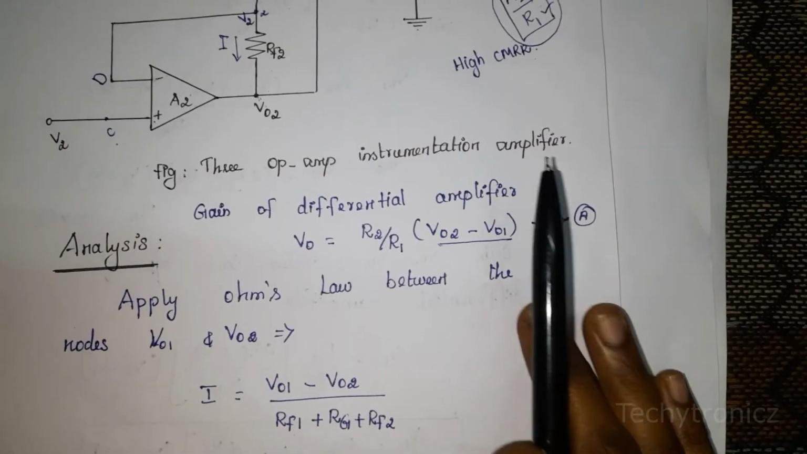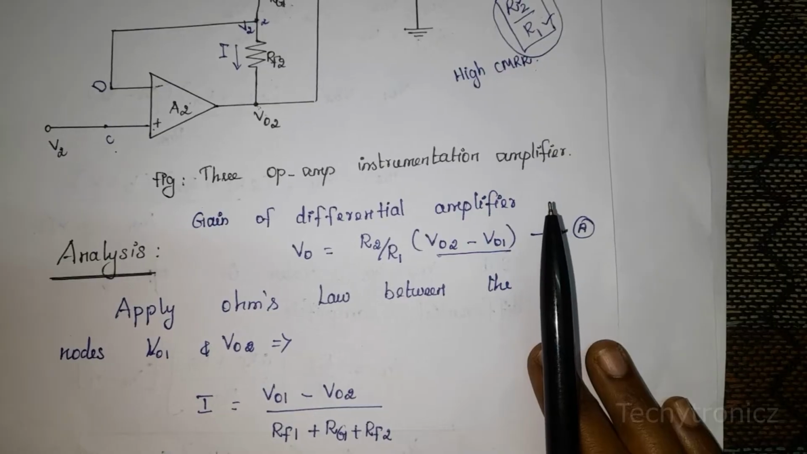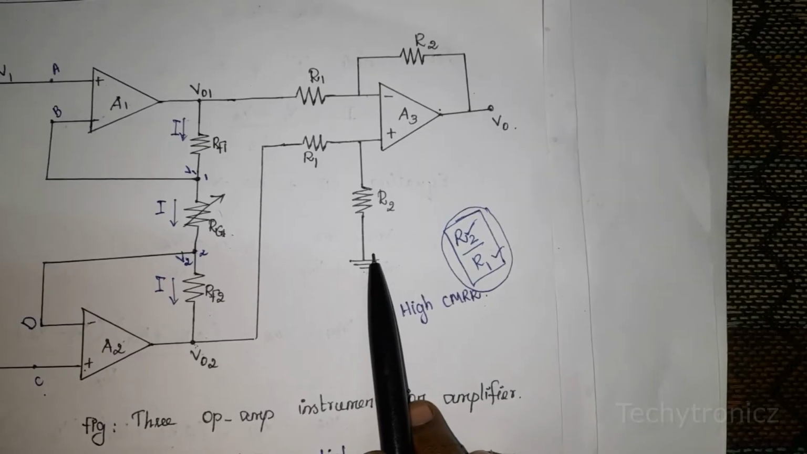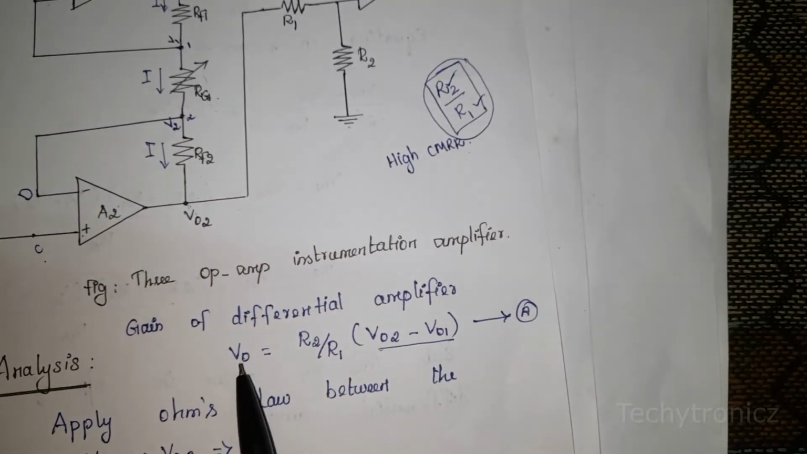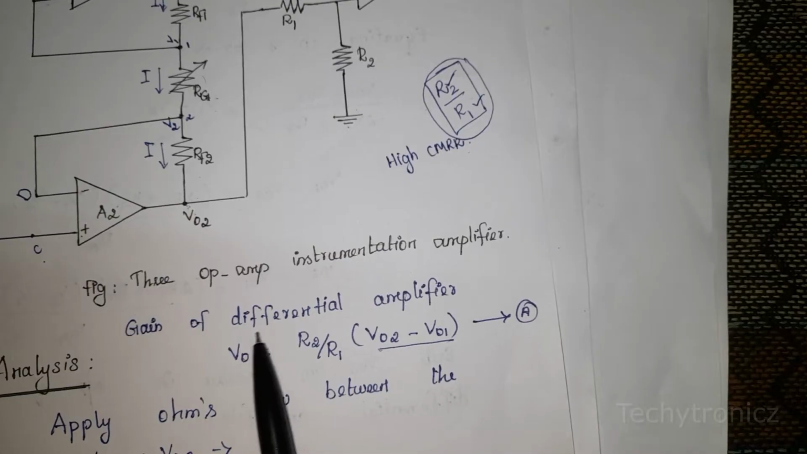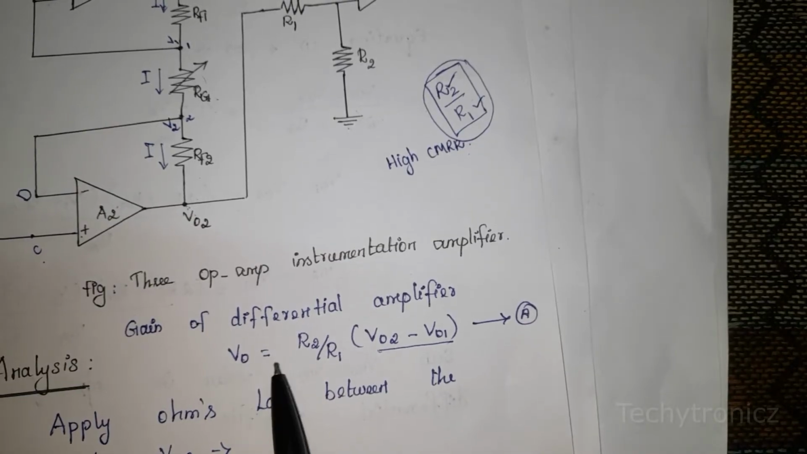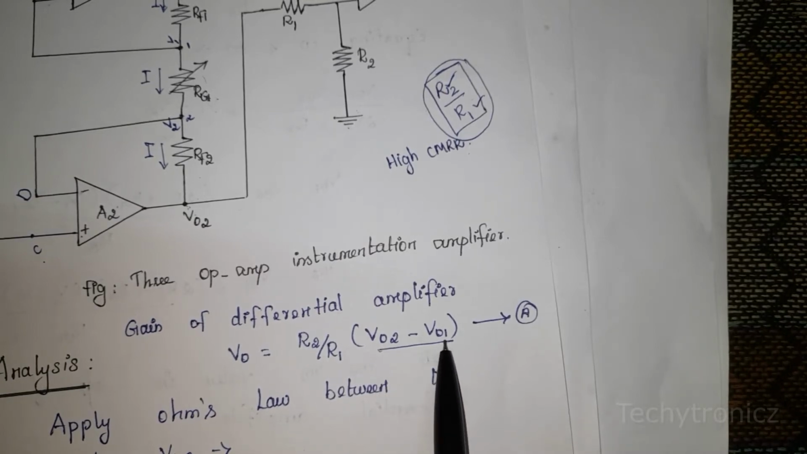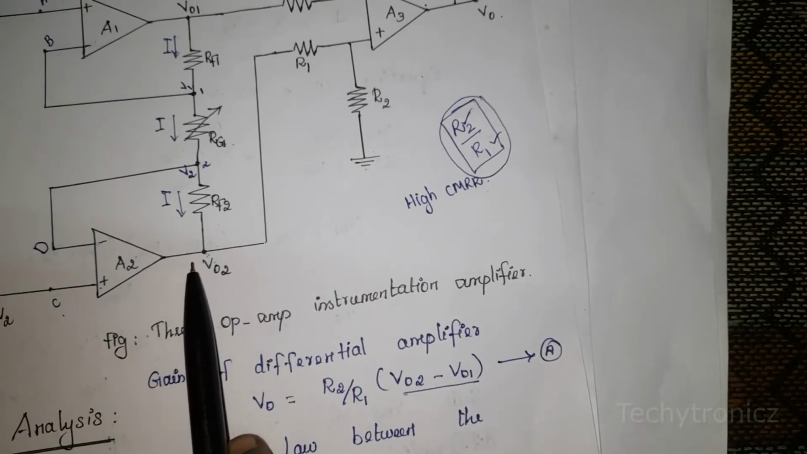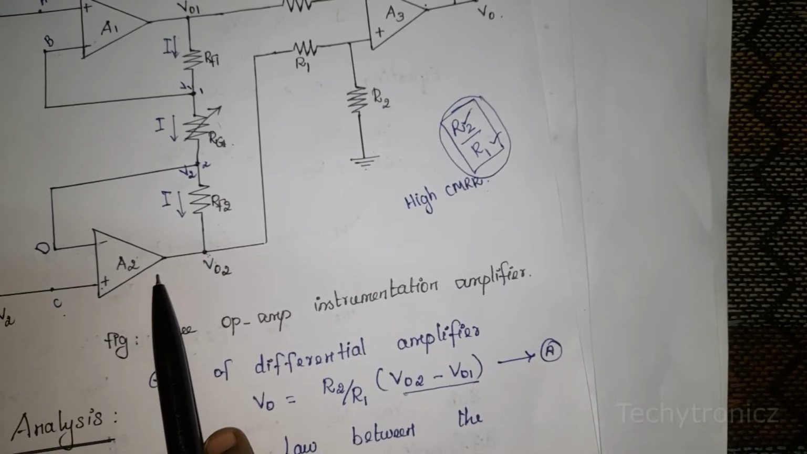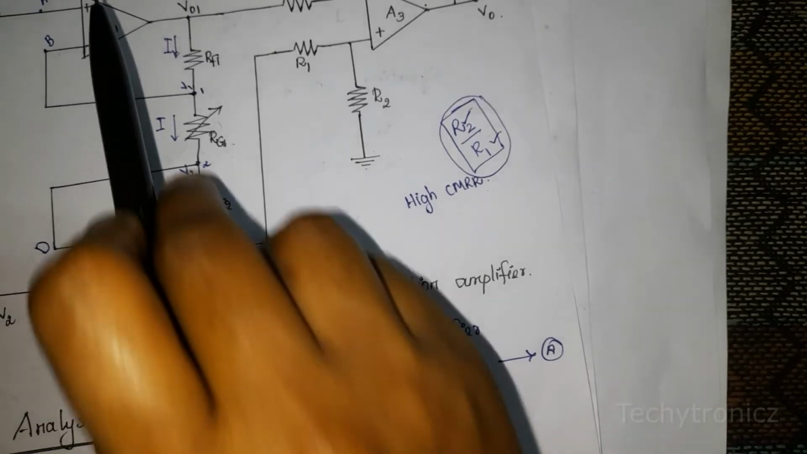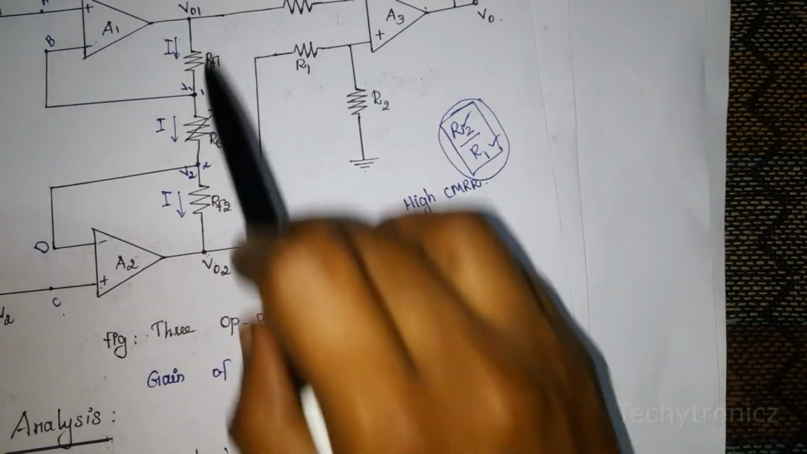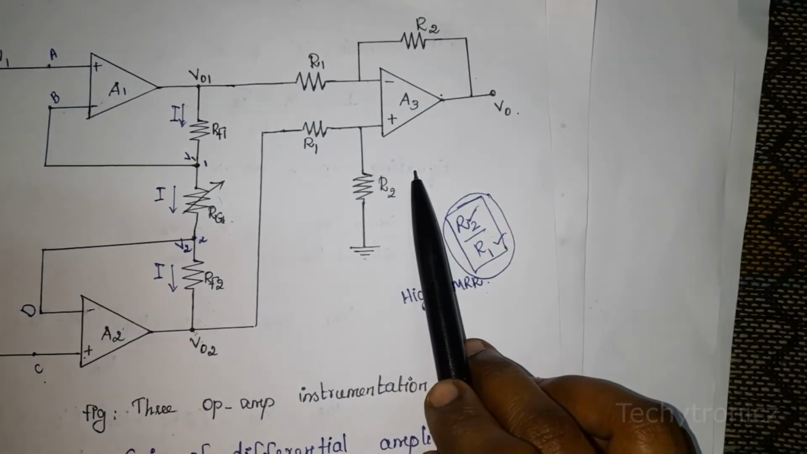Let's discuss the gain of the instrumentation amplifier. Here we are using a differential amplifier circuit at the output side. We know the output voltage of the differential amplifier, V0, is equal to R2 by R1 into (VO2 minus VO1). VO2 is the output of the second non-inverting amplifier, and VO1 is the output voltage of the first non-inverting amplifier. These are the two input voltages of this differential amplifier.